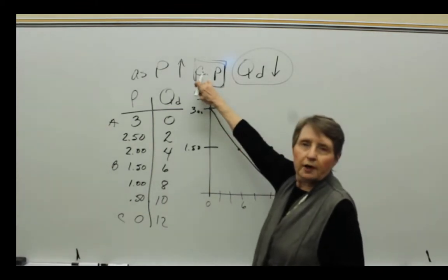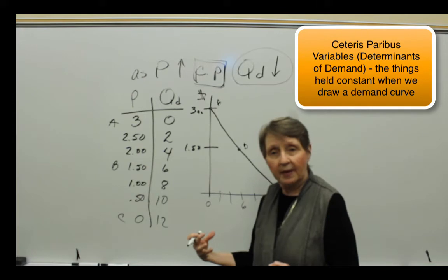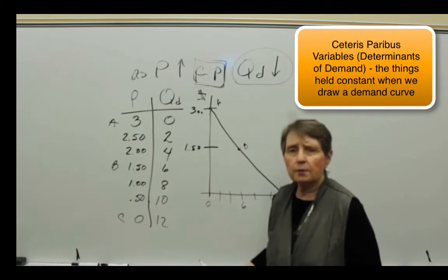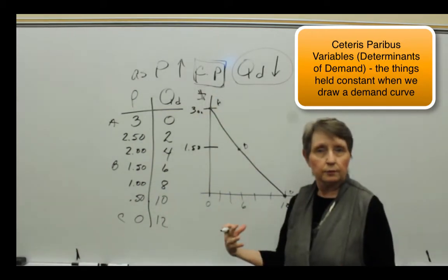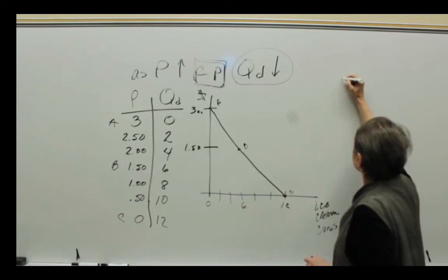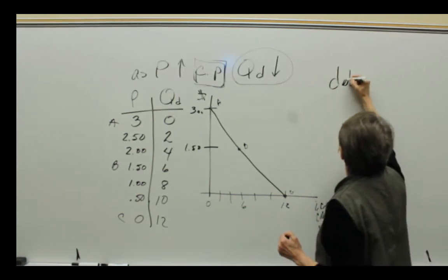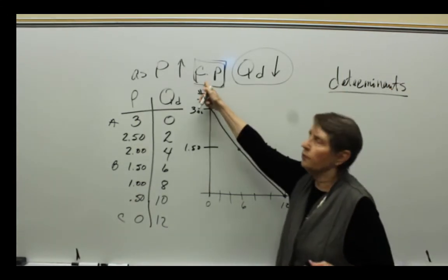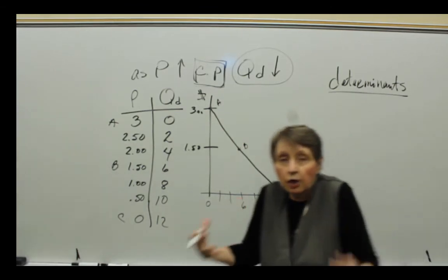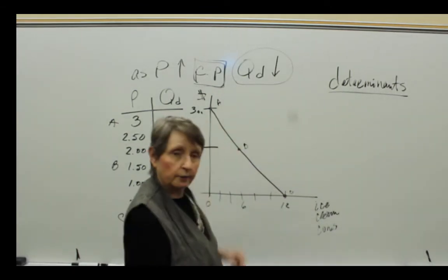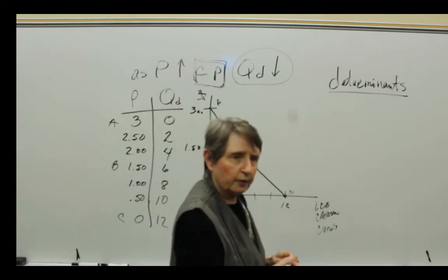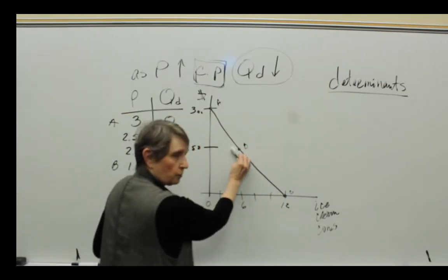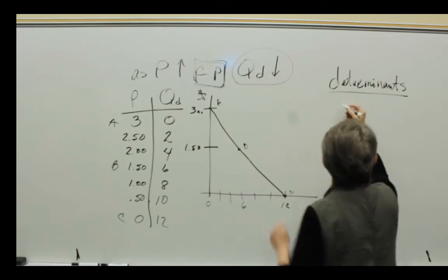They are what we call the ceteris paribus variables, or the determinants of demand. And so when we drew this demand curve and when we put up this demand schedule, we held a whole bunch of things constant. And so what we need to do is look at what are those determinants of demand, or what are those ceteris paribus variables that we held constant when we constructed this demand curve. And there are several of them, and when these things change, our demand curve changes. So let's list our determinants.